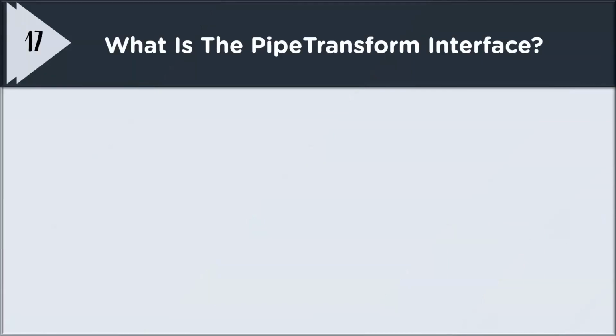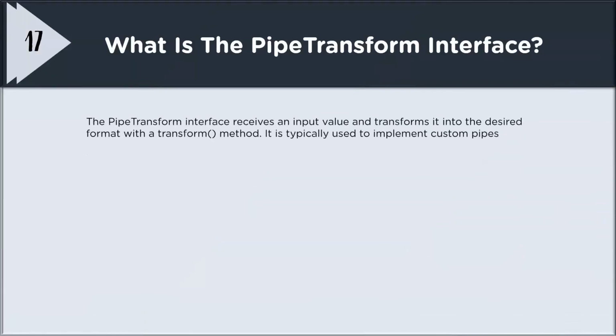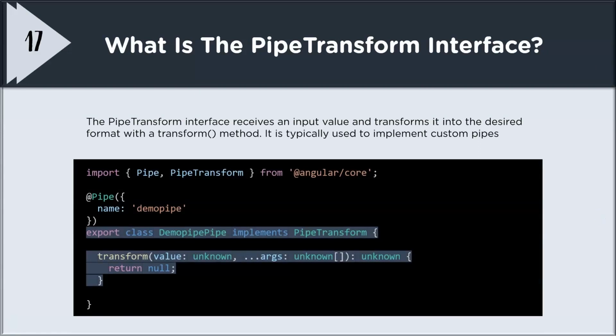Next up, what is the PipeTransform interface? Now, as the name suggests, the interface receives an input value and transforms it into the desired format with a transform method. It is typically used to implement custom pipes. Now, here's again a small piece of code. Now, you can see that the PipeTransform interface is being used, which in turn executes the transform method. Now, this transform method is the one that is responsible to change your input and give a transformed output.